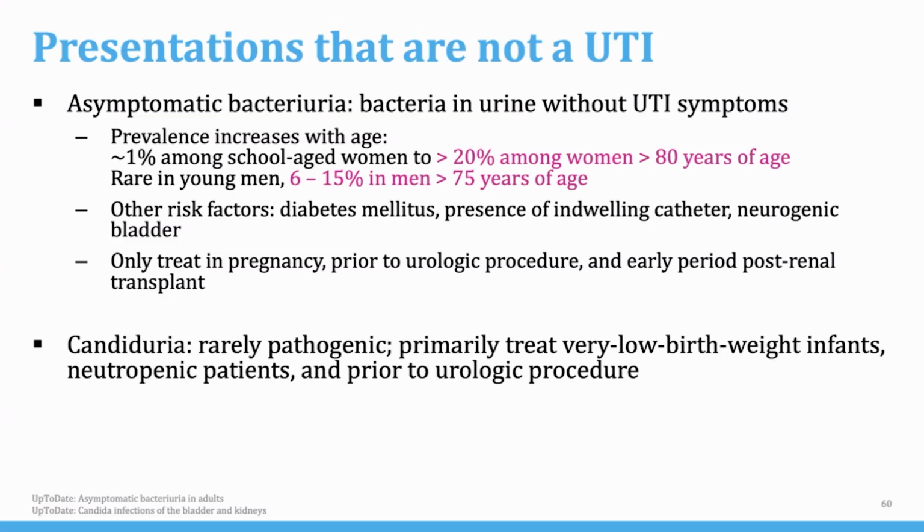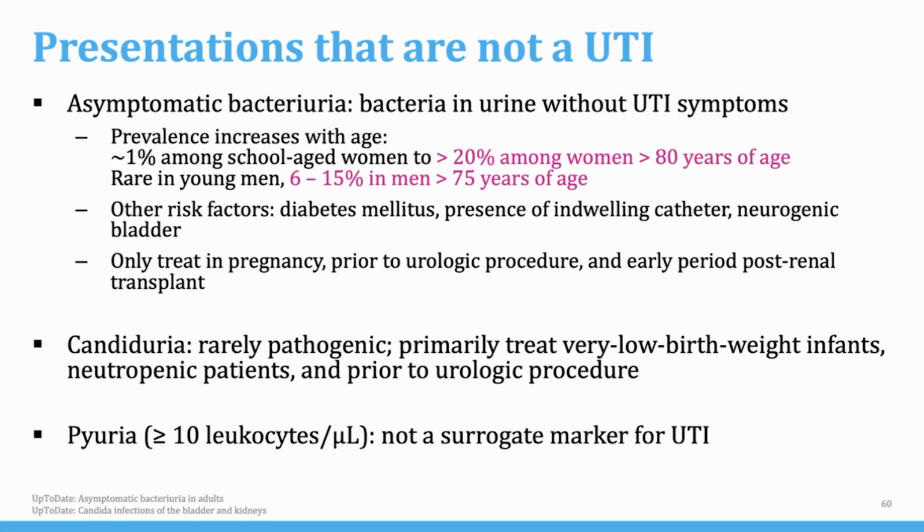With candiduria, it's rarely pathogenic. Candida in the urine usually reflects colonization. So again, we treat in very few scenarios, primarily very low birth weight infants, neutropenic patients, and prior to urologic procedure. Note that pyuria, defined as at least 10 leukocytes per microliter, in and of itself is not really a marker for UTI. It's just one more data point to contextualize with the rest of the presentation.